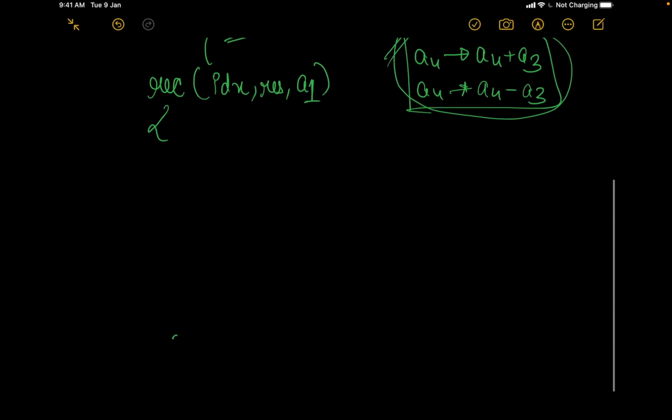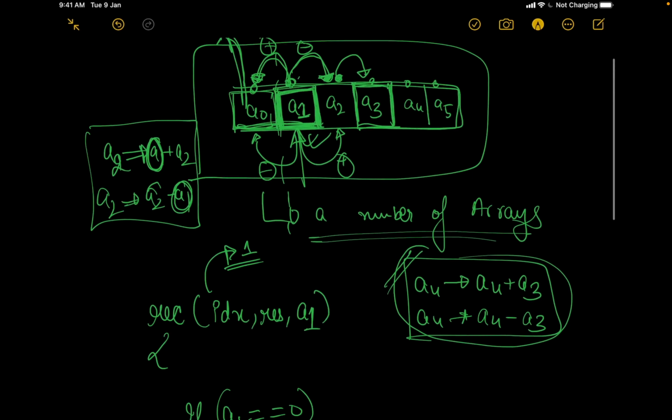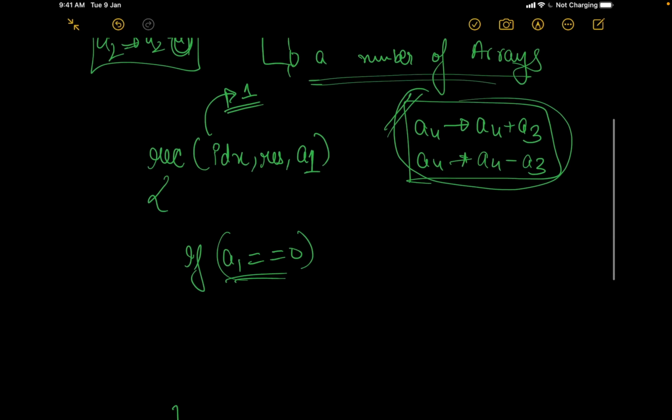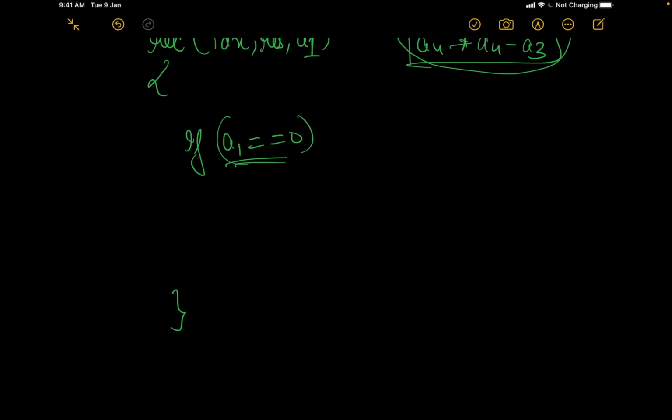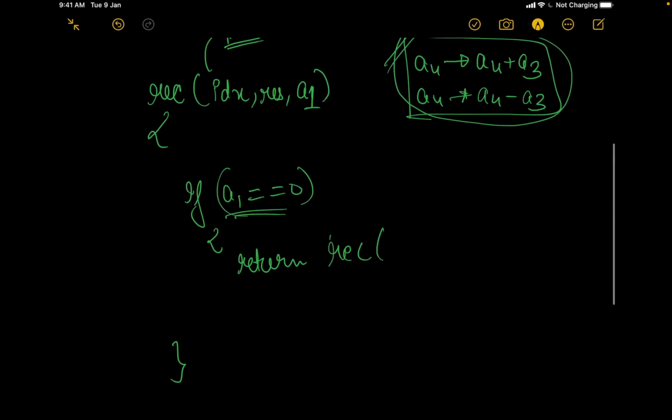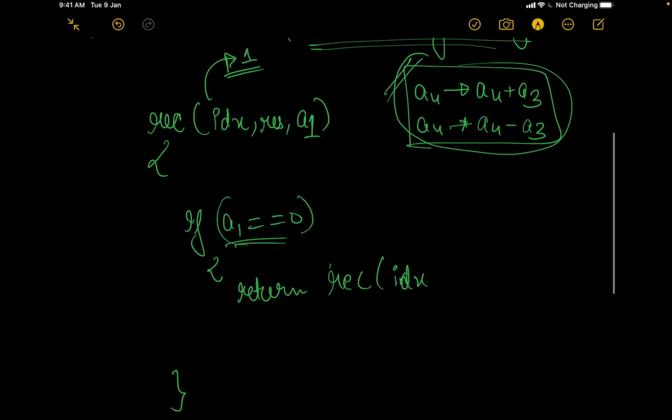Then there are two cases. If my current value is 0, then it won't matter whether I'm adding to a2 or subtracting from a2. If it's anything other than 0, then subtraction or addition would actually matter. So for 0, subtraction or addition mean the same, and I can simply return recursion of idx plus 1. So I'll be going to the next index, and the rest would be the rest itself. This is basically the vec. Let's call it vec, so as to keep a standard nomenclature.